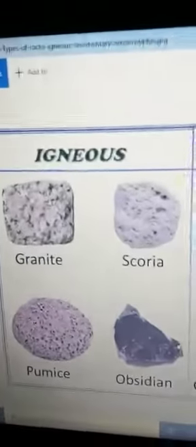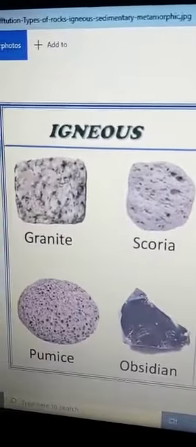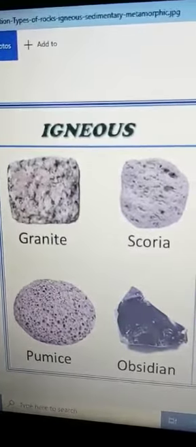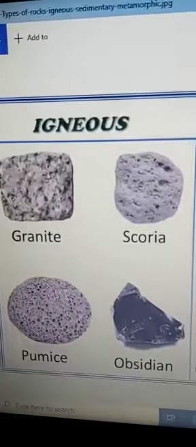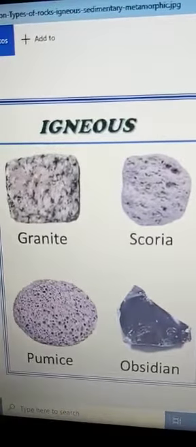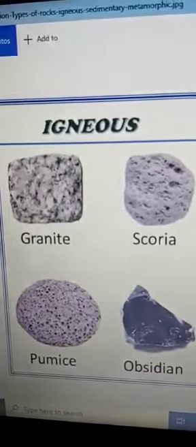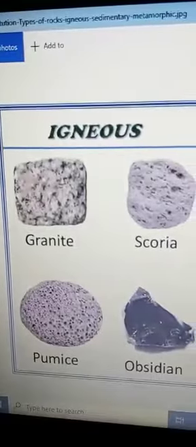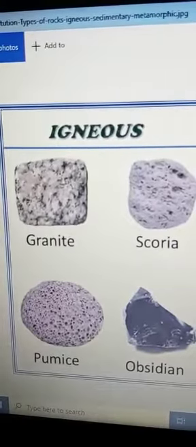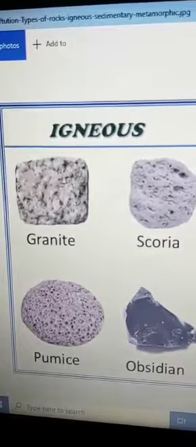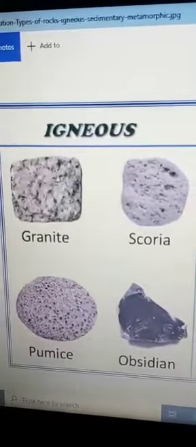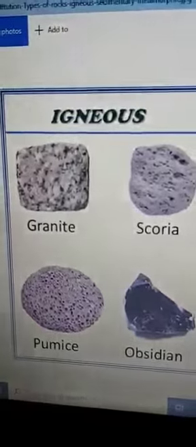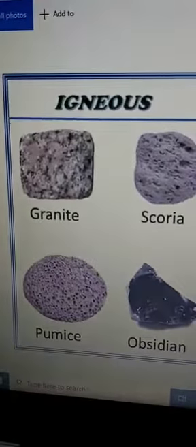Children, again we come toward the rocks. Children, the word igneous is derived from the Latin word. Igneous means fire. So these rocks are formed due to cooling, solidification and crystallization of hot molten material of the earth. The hot material that comes out from the volcano, when it cools and takes a form of solid, is called an igneous rock.